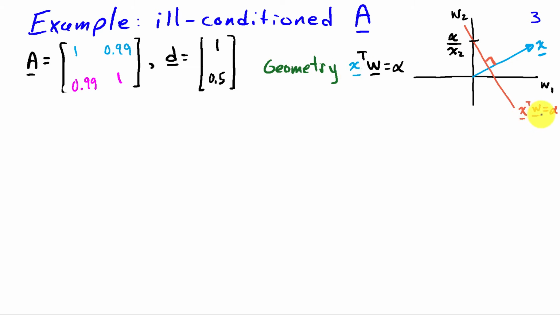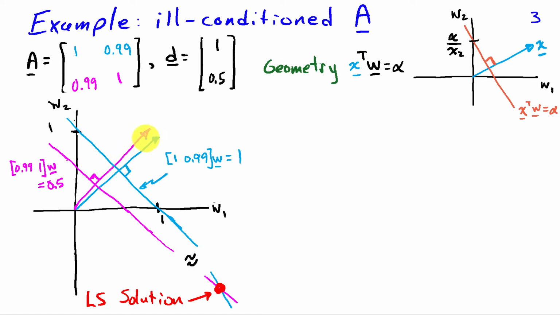So x transpose W equals alpha describes a line in two-dimensional space. If we look at this problem where we have AW equals D, we see that this represents two lines. I have one line corresponding to the light blue, then I have a second line corresponding to the pink color, and the solution is where those two lines intersect.